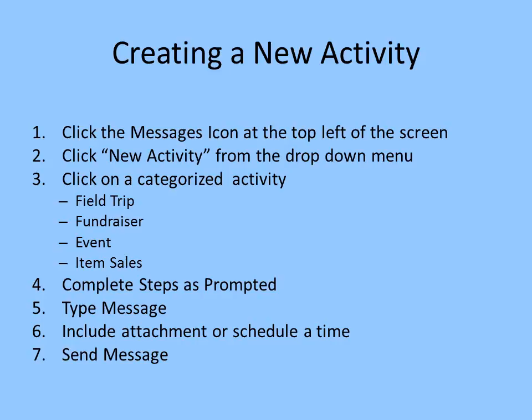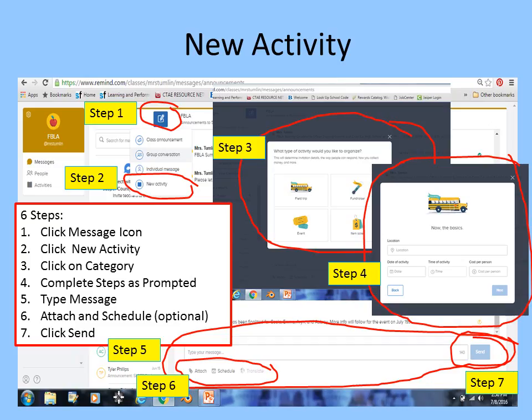Under that same dialog box, under the message icon, there is a new activity which categorizes the activities into field trip, fundraiser, event, or item sales. Once you click on a category, you have to follow the prompts, then type your message, again include attachment or schedule, and click Send. Let's take a look at that.